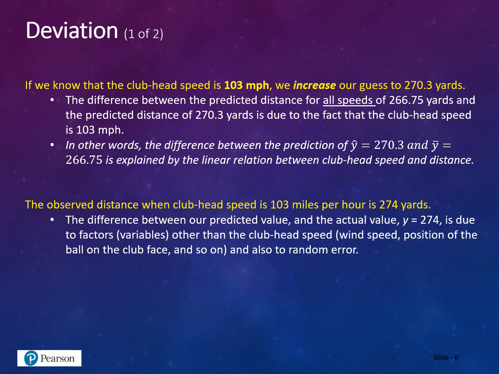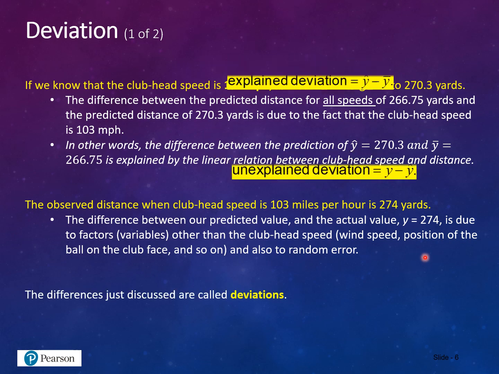The observed distance when the club head speed is 103 miles per hour is 274 yards. The difference between our predicted value, y hat, and the actual value, y equals 274, is due to factors or variables other than the club head speed. It might be wind speed, it might be position of the ball and the club face, and so on, and also potentially random error.